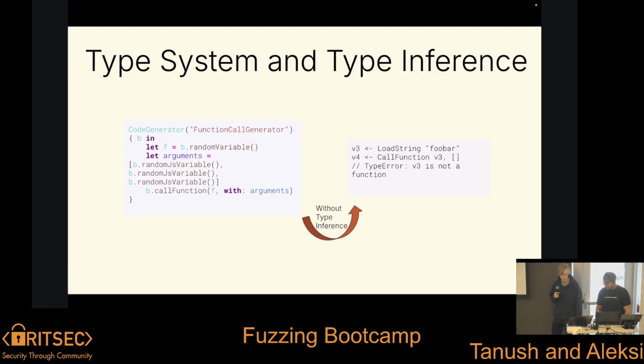We can see here, suppose this one doesn't have type inference, and it does a b.call function and passes an f, where f is just a random variable, not a function. In our Fuzzilli program on the right, it'll load the string, and then get a type error because it tries to call a function when in reality it's just a random variable.